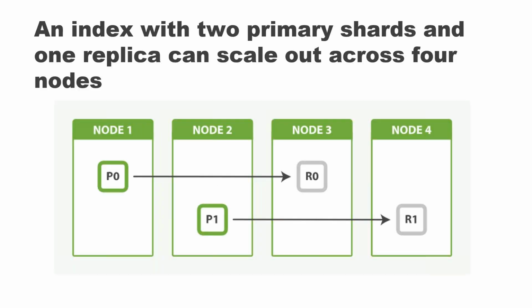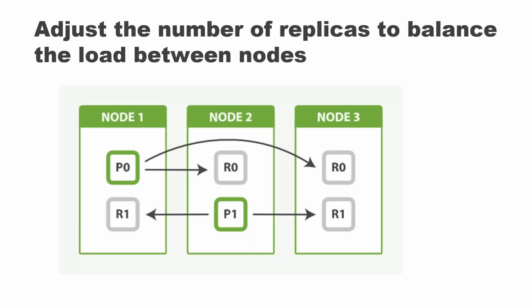Okay, so an index with 2 primary shards and 1 replica can scale out with 4 nodes. This is the architecture. You can see that. By the way, you can design this yourself also: how many shards, how many replicas, how many nodes you can have. See that here, adjust the number of replicas to balance the load between the nodes. Here you see, this is the primary, this is the replica, this is 1 shard, this is the replica, and so on.